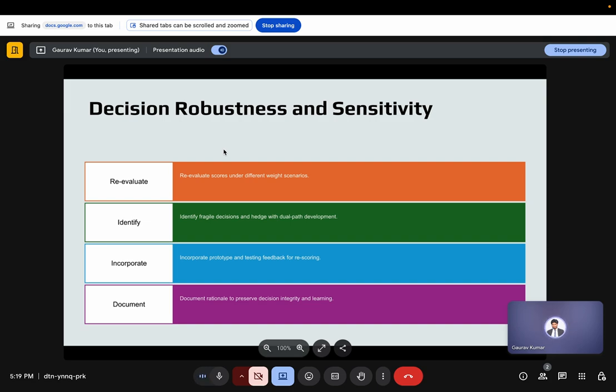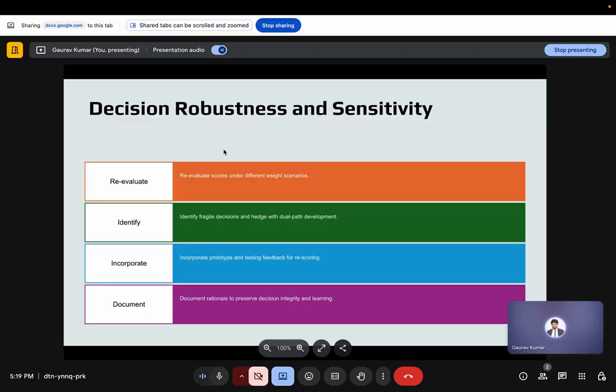maintain flexibility in downstream stages. The testing feedback from prototypes and simulations is also incorporated to refine the scores and reassess the design performance. This continuous loop between evaluation and validation enhances confidence in the final selection. Documenting the rationale and observations ensures that design integrity is preserved and lessons are captured for future iteration, a key hallmark of professional design practice.